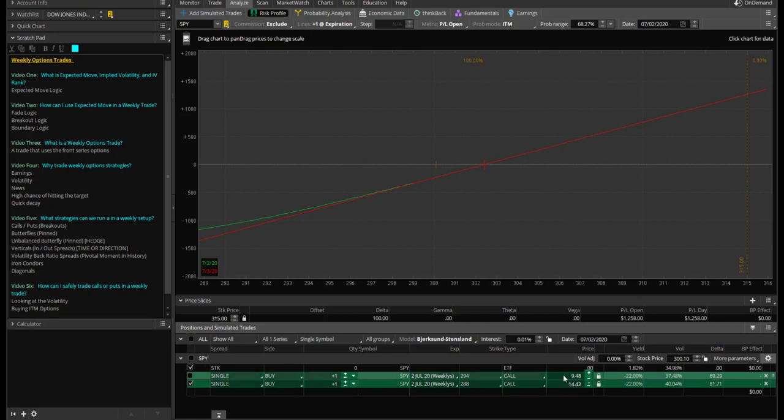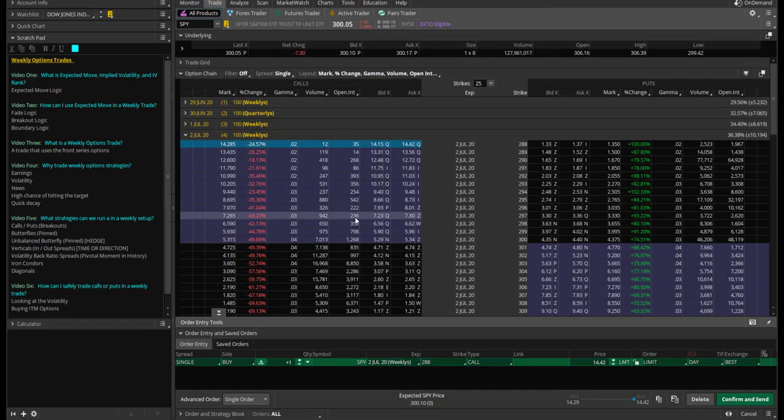So we could get this single here, the 294, and make 1158. Or we could get the 288 deep, deep, deep in the money, and we'd only make an extra $100. It isn't worth it. So what else could I get, right? The 294 is deep. The 288 is really deep. What about everything else? What about anything in the middle?